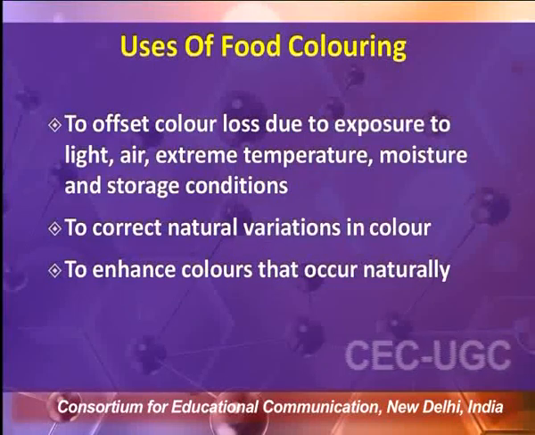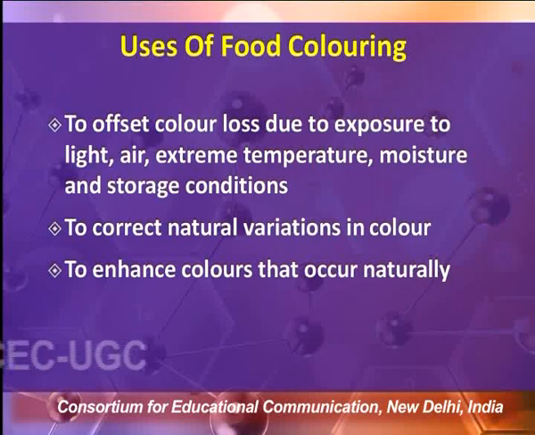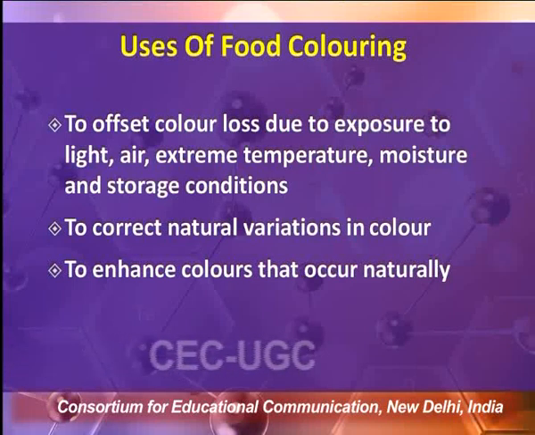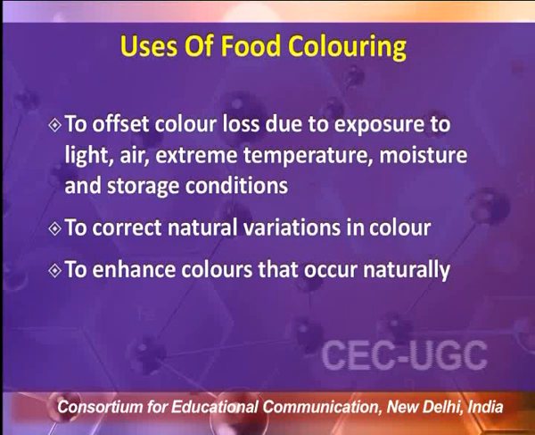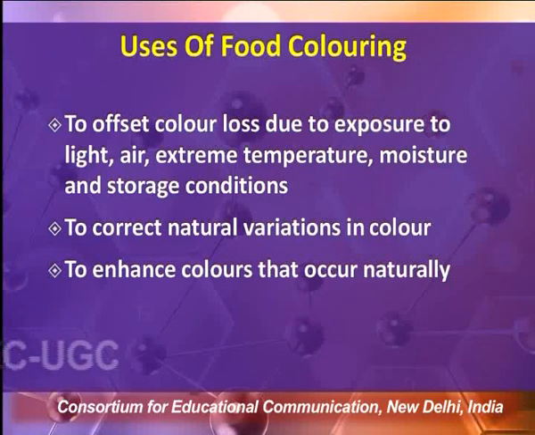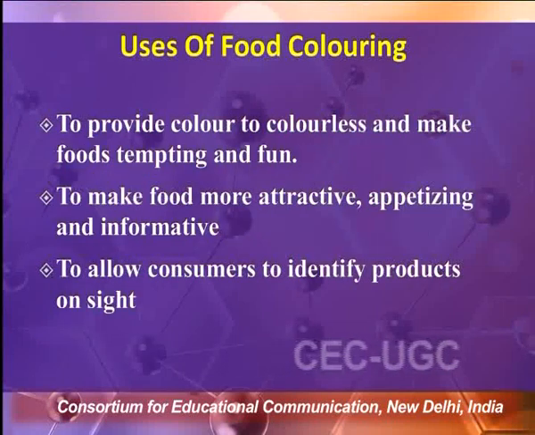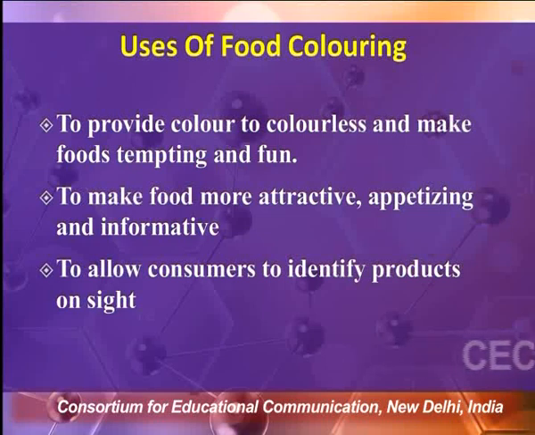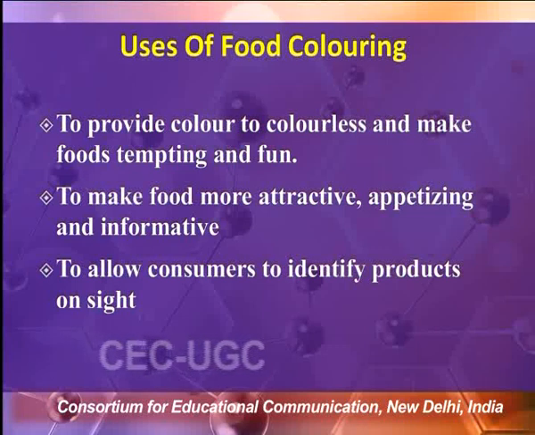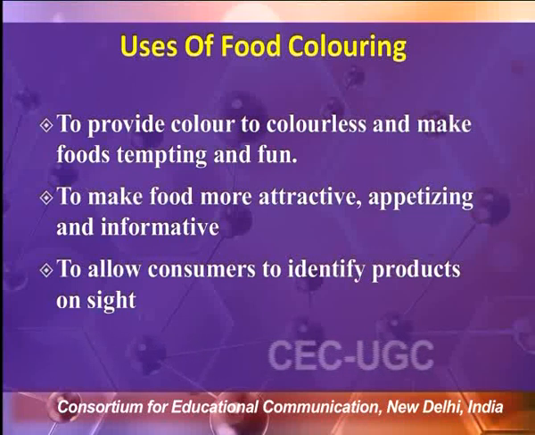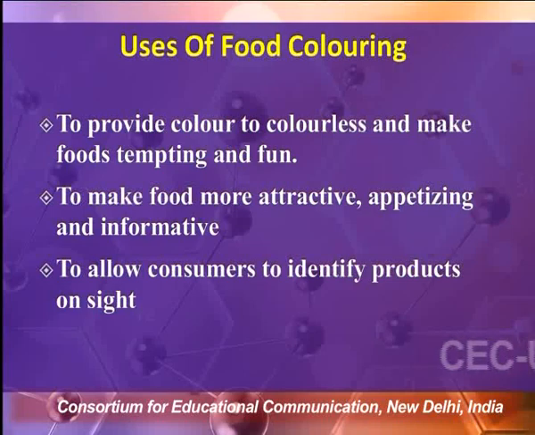What are the uses of food coloring? To offset color loss due to exposure of light, air, extreme temperature, moisture and storage conditions. To correct natural variations in color, to enhance colors that occur naturally. To provide color to colorless foods and make foods tempting and fun. To make food more attractive, appetizing and informative. To allow consumers to identify products on sight.